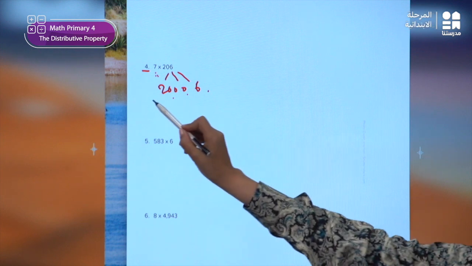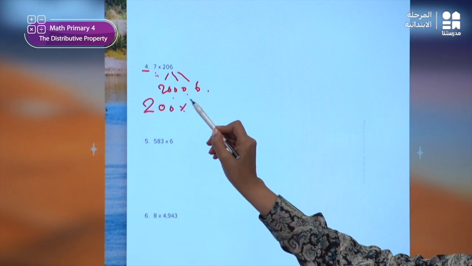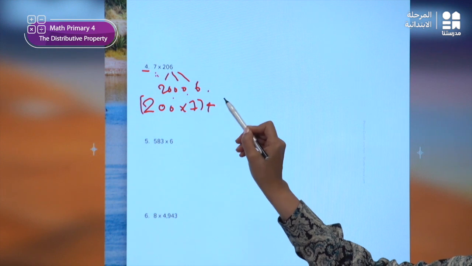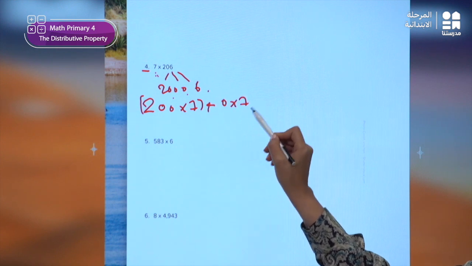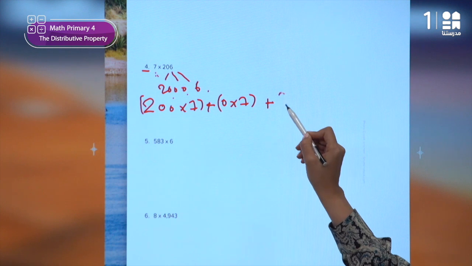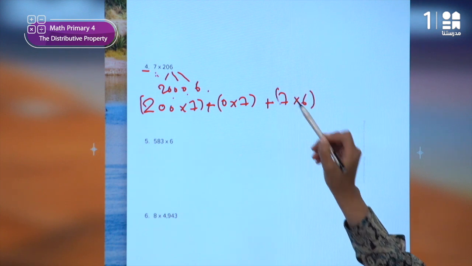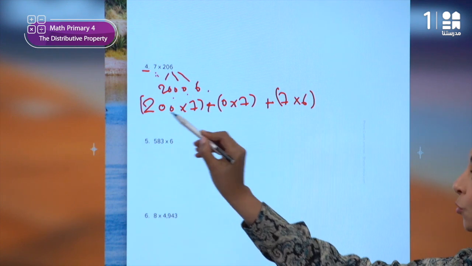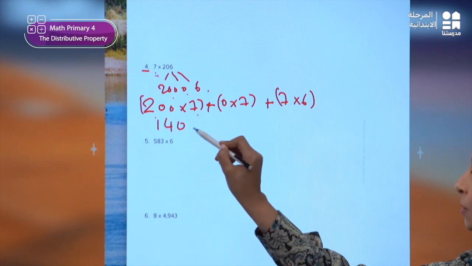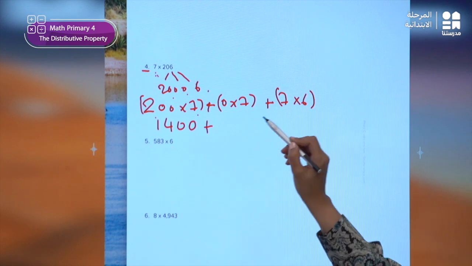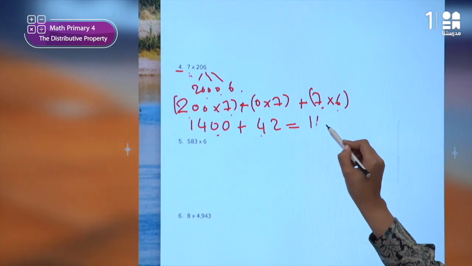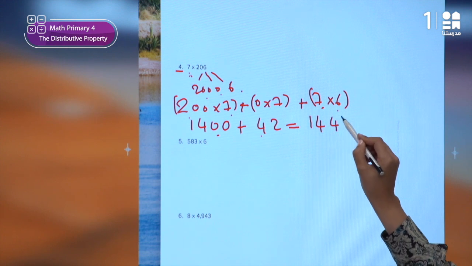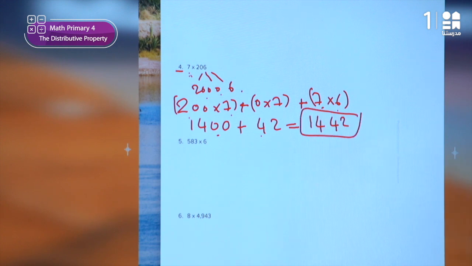Let's do it together. Here I have 200 times 7 plus 0 times 7, which is 0, plus 7 times 6 or 6 times 7, the same. Now let's solve each number alone. 200 times 7 equals what? I know 2 times 7 is 14, and put the 2 zeros, plus 0, I will not write it. Then 7 times 6 equals what? Equals 42. So when I add these two numbers, the answer is 1,442, and this is my final answer.